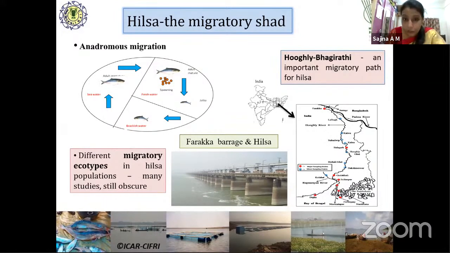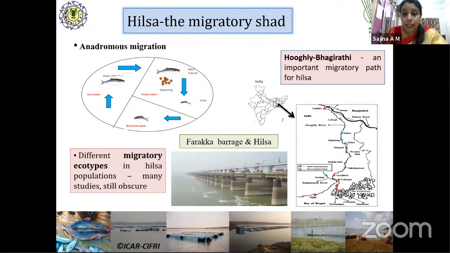Many of us might have heard about the Farakka barrage. It is a barrage built in the river Hooghly or Ganga in northern Bengal, connecting the districts of Murshidabad and Malda. After commissioning of this barrage in 1975, the Hilsa fishery became confined to the downstream of this barrage because it became an obstruction to the upstream migration of Hilsa. Before commissioning of this barrage, a thin population of Hilsa used to migrate upstream to Bihar, Uttar Pradesh, and even up to Agra.